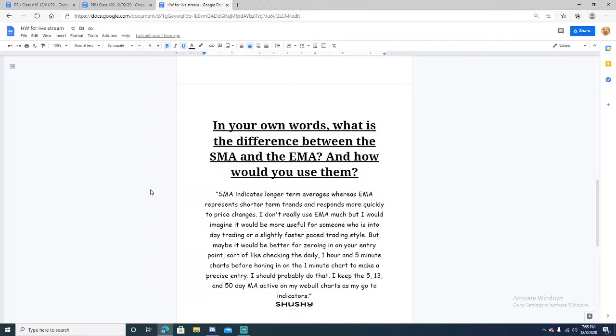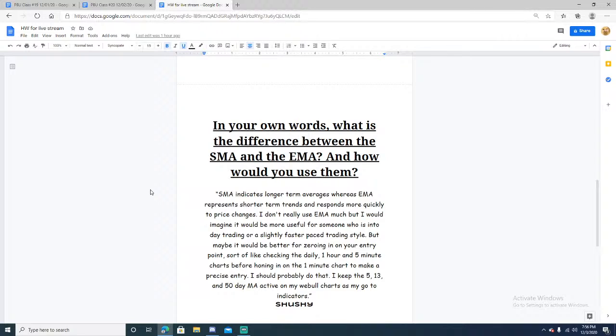In your own words, what is the difference between the SMA and the EMA, and how would you use them? So Shashi says the SMA indicates longer-term averages, whereas the EMA represents shorter-term trends and responds more quickly to price change. I don't really use EMA much, but I would imagine it would be more useful for someone who is into day trading or a slightly faster-paced trading style. But maybe it would be better for zeroing in on your entry point, sort of like checking the daily, then the 1 hour, then the 5 minute, before honing in on the 1 minute chart to make a precise entry. I should probably do that. I keep the 5, 13, and 50-day moving average active on my Webull charts as my go-to.